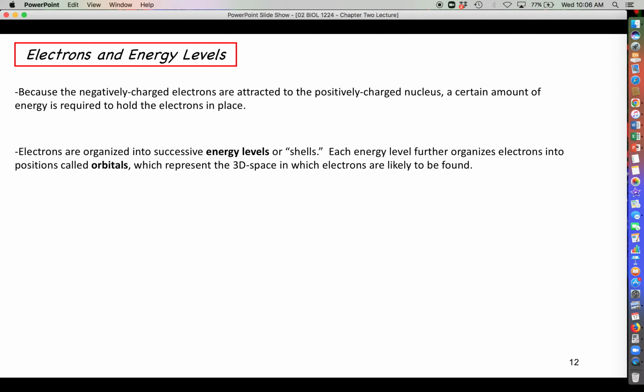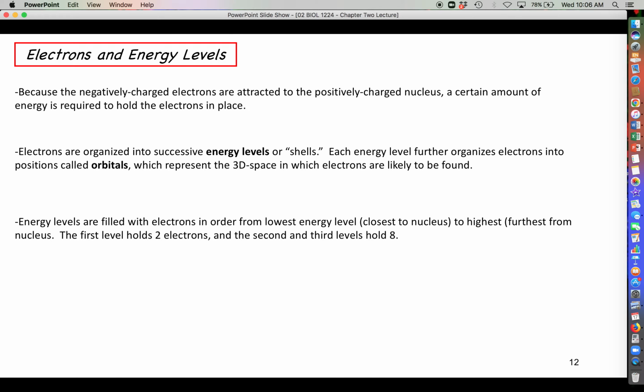Now, I will go ahead and kind of take a sidebar here. Any further mention of orbitals in your textbook, you do not need to worry about. I do not hold you responsible for knowing the different types of orbitals, which can be a little bit complicated to deal with. So we are exclusively going to be talking about the energy levels. We're not going to be talking about S, P, D, or F orbitals. So do not worry about those.